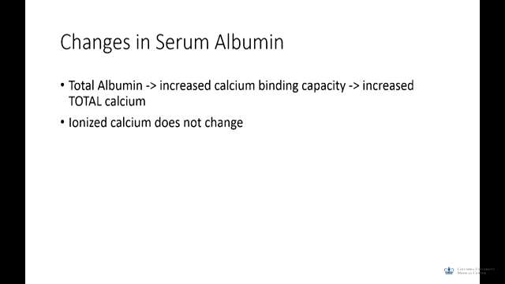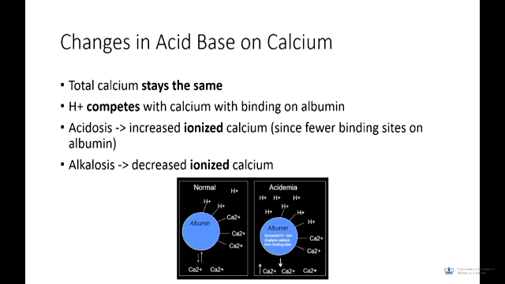So what induces changes in this calcium measurement that we're making? One important thing to note is albumin. Albumin is basically the total calcium binding capacity in your blood. So if you have increased total albumin, you have increased total calcium. However, ionized calcium does not change in this state. The opposite is true if you have liver failure and you're not producing enough albumin, you would have low total calcium.